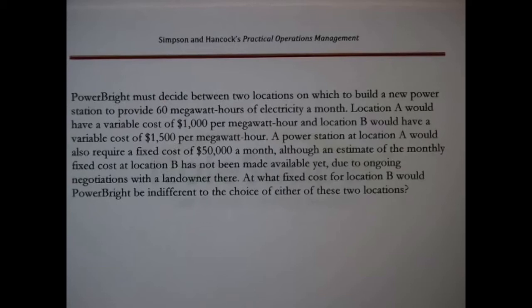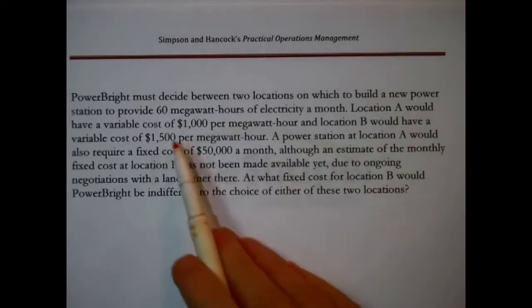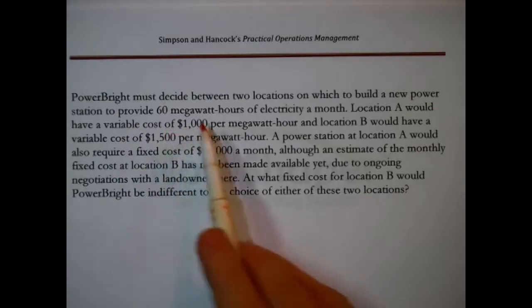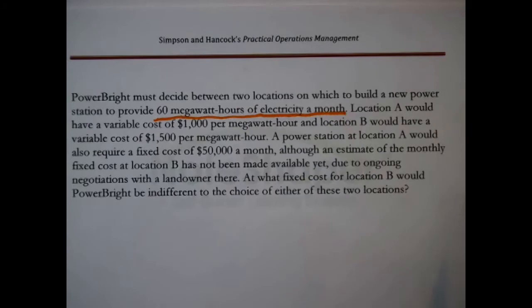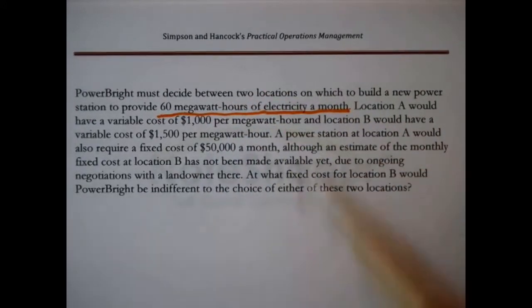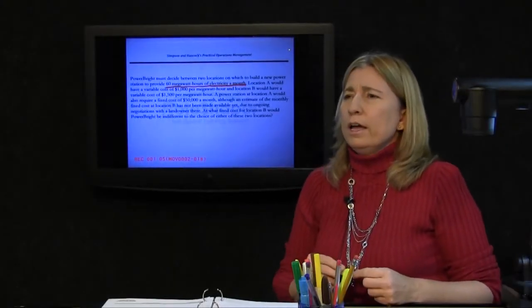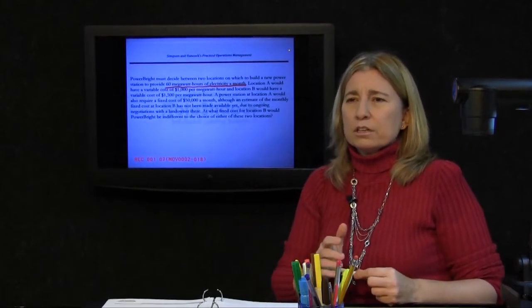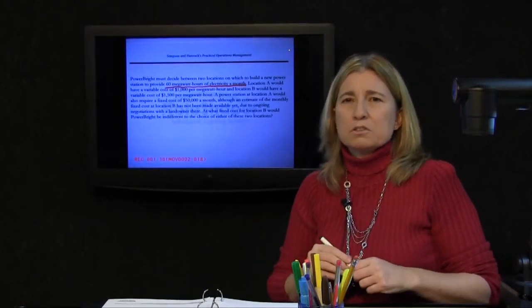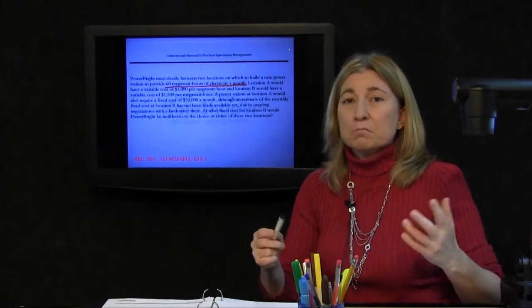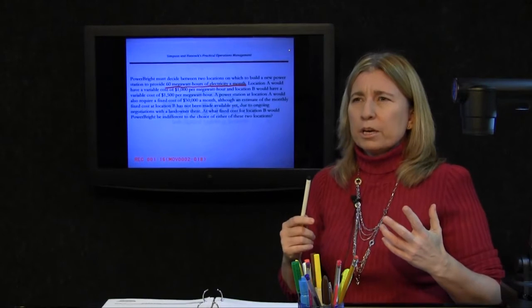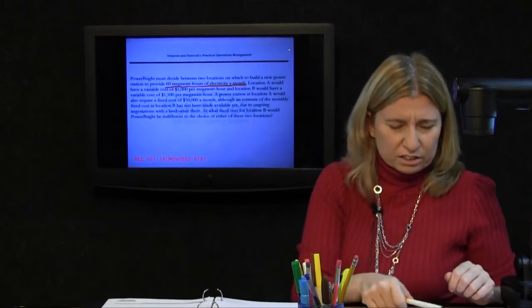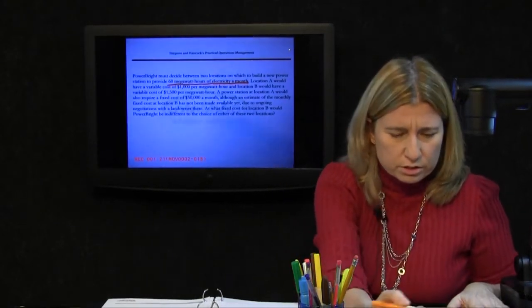PowerBright must decide between two locations on which to build a new power plant to provide 60 megawatt hours of electricity a month. That sounds like a good piece of information. Oh, megawatt hours. Megawatt hours are a measurement of electricity, kind of like ounces and gallons is a measure of gasoline or any other fluid. Now, anyway, what would we need a table for that? Not really that fact so much as the rest of this.